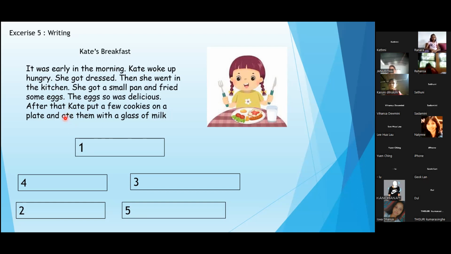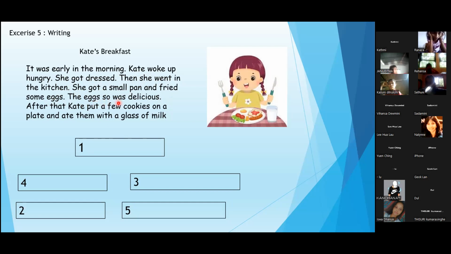Well done. Okay. Let me read so that those children who didn't get to read understand it better. Okay. So give me a minute to read the sentence, please. Kate's Breakfast. It was early in the morning. Kate woke up hungry. She got dressed. Then she went in the kitchen. She got a small pan and fried some eggs.